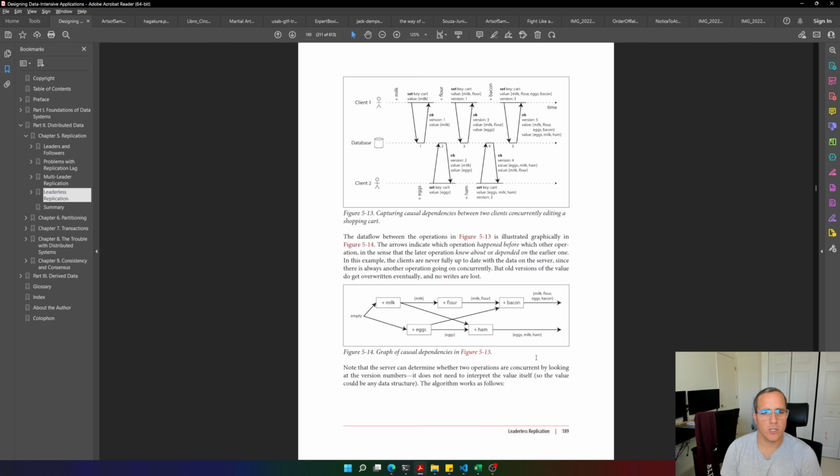The data flow between the operations in Figure 5-13 is illustrated graphically in Figure 5-14. The arrows indicate which operation happened before which other operation, in the sense that the later operation knew about or depended on the earlier one.